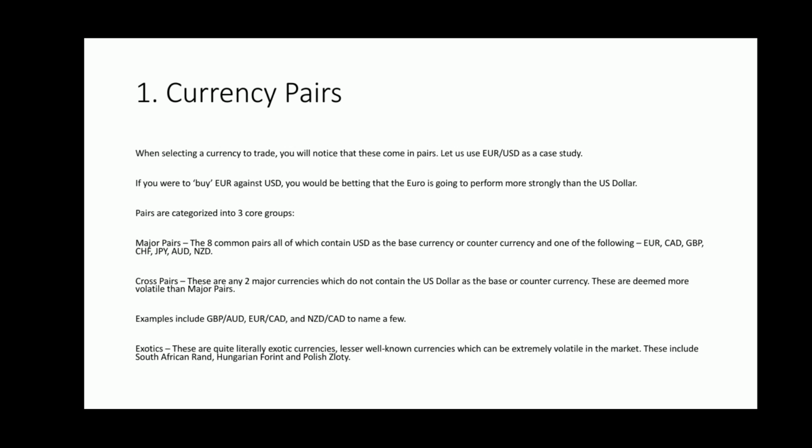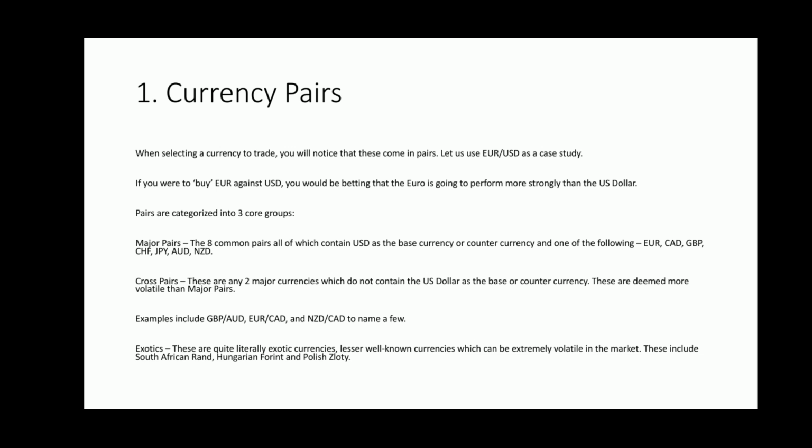If it was a different pair, let's say the rand against the dollar, you are betting that the rand is going to perform more strongly than the dollar. If it was the dollar against the euro, you are betting that the dollar is going to perform more strongly than the euro. Okay, so when we speak about currency pairs, these currency pairs are normally categorized in 3 core groups. So we have our major pairs, our cross pairs, and our exotic pairs.